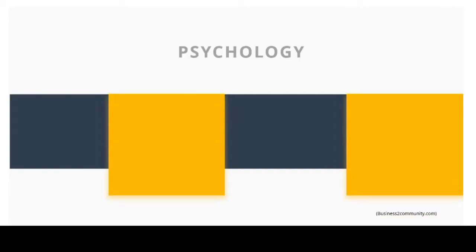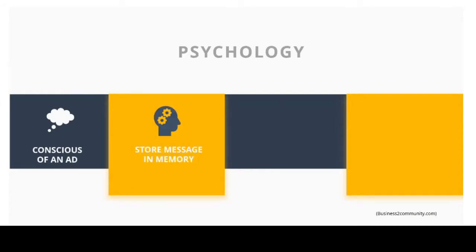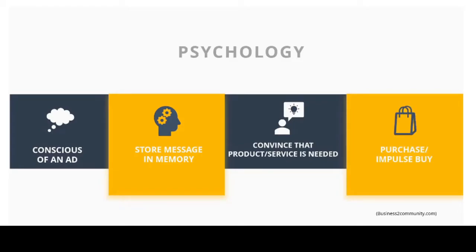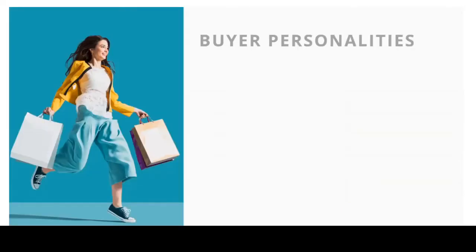Psychology has an enormous impact on the effectiveness of advertisements. Once people become consciously aware of an ad, they need to store the message in their memories long enough to provoke a purchase. The advertisement needs to convince or show a target audience that they need or want the item, which then may lead to a purchase or impulse buy.